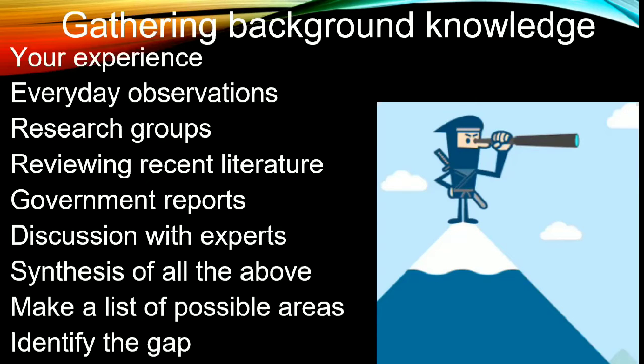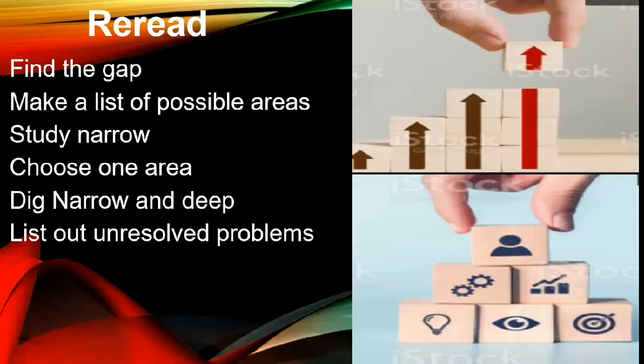So this is stage 2 for identifying the research problem. That's gathering background knowledge. So in stage 3, you will reread after identifying the gap, and after listing out all the possible areas, you will start studying narrow. You choose one particular area and you will dig deeper into it, and you will dig deeper into those unresolved problems.